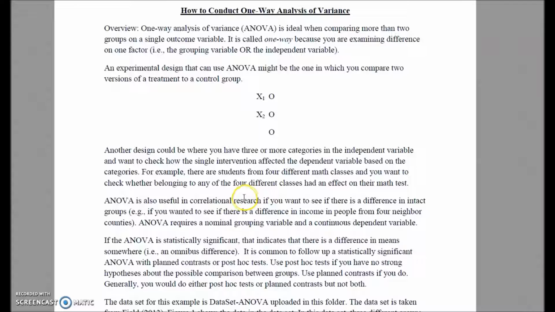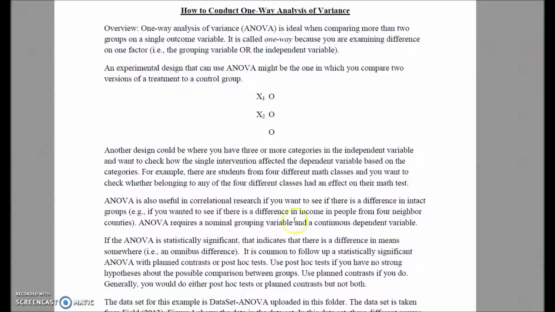ANOVA is also useful in correlational research if I want to see whether the difference is intact within the group. That means that I have a grouping variable. I have a nominal grouping variable. It is nominal, not dichotomous, because I have more than 2 groups. It is a nominal grouping variable and a continuous dependent variable. And I want to see whether the relationship between the groups is intact. And so then I will do an ANOVA.